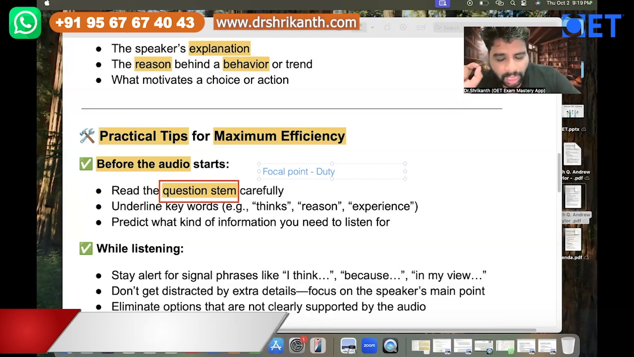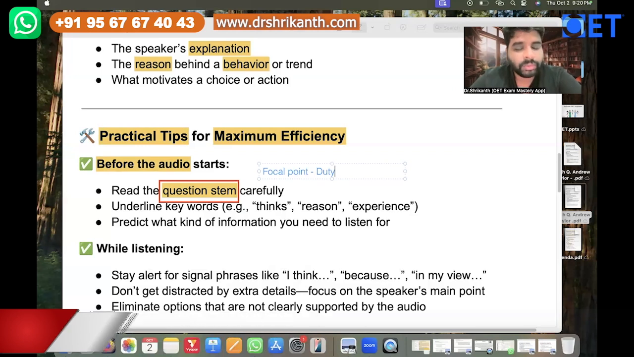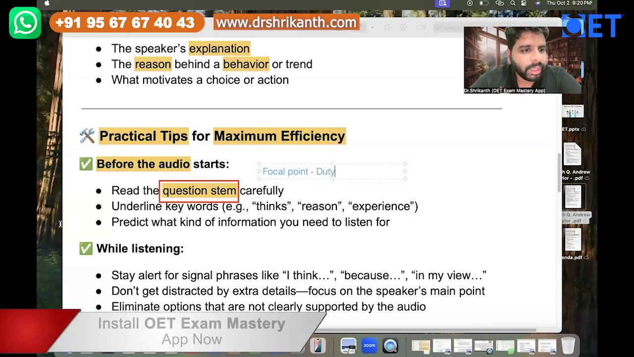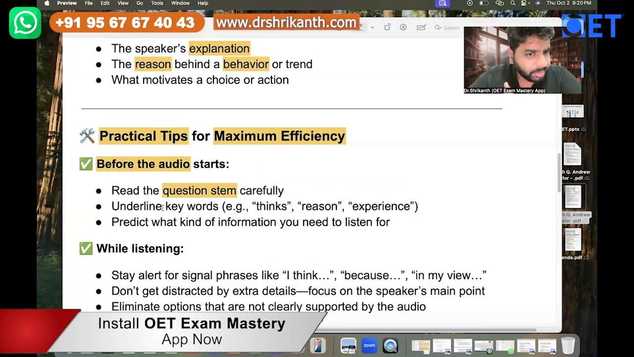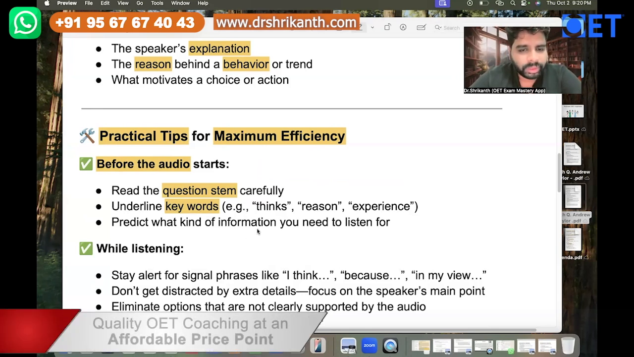That accurate identification or recognition is extremely important, and that should happen before the audio starts. That is why they give you 90 seconds, right? And on an examination day, as I told you, it is extremely important that you constantly interact with the question paper. With your pencil, you have to underline the important words. There will be some keywords like things, reason, experience. These are certain keywords that are giving you clues.